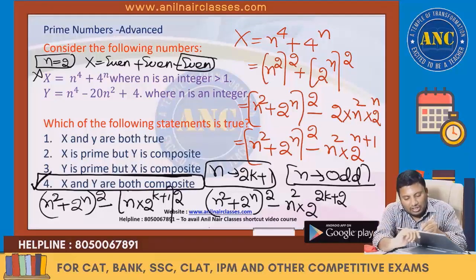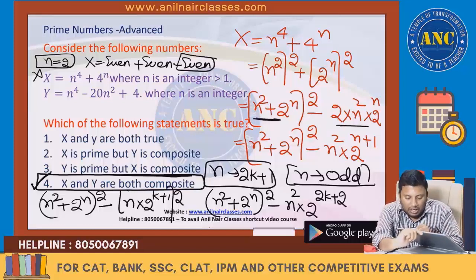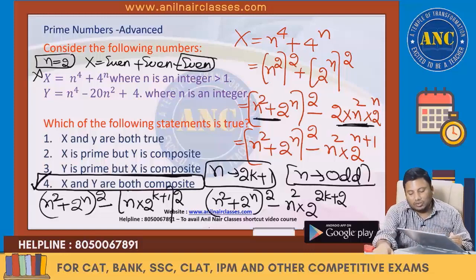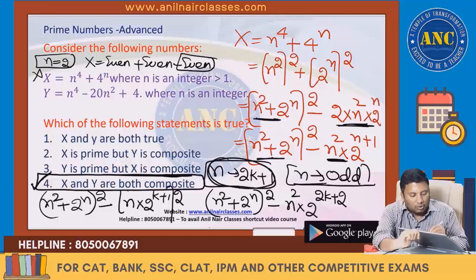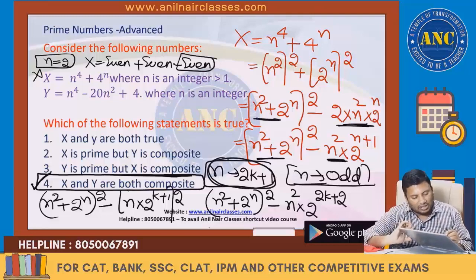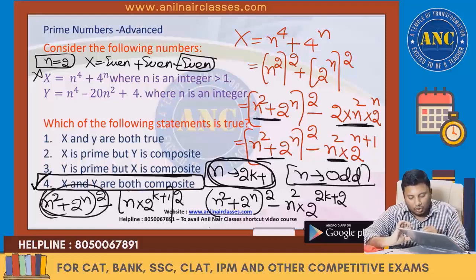Calculation one. N is odd. (n²)² plus (2ⁿ)². So (n² + 2ⁿ)² minus 2 into n² into 2ⁿ, which is (n² + 2ⁿ)² minus n² into 2^(n+1). If n is an odd number, n is 2k + 1. Wherever I substitute 2k + 1, anyway this will be a square. 2k + 1 + 1 is 2k + 2, so this will become another square.